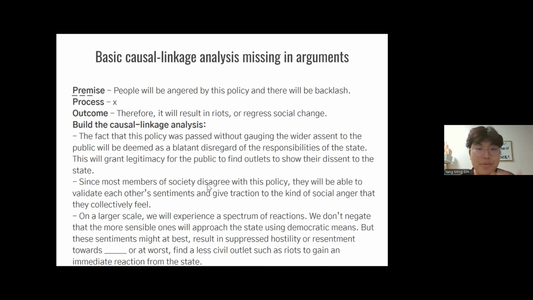It's always asking the same question, why, how, why, how. These two things we always have to ask ourselves. Why is it that people are mad? Why is it that there's going to be backlash? How does the backlash translate to riots? It's always asking ourselves these things, taking baby steps, one or two steps, explaining how one leads to the other. That is how we build an argument, basically.